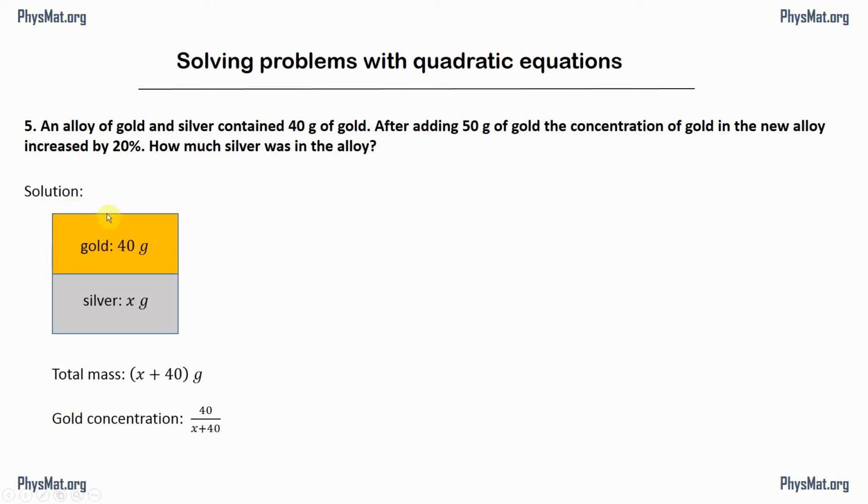So initially, we had this alloy containing gold and silver, and we know that there was 40 grams of gold initially and an unknown amount of silver, which we denote with x gram. So then our total mass of our alloy was x plus 40 gram, and therefore the concentration of gold was 40 divided by x plus 40, which is mass of gold divided by total mass, which gives you gold concentration.